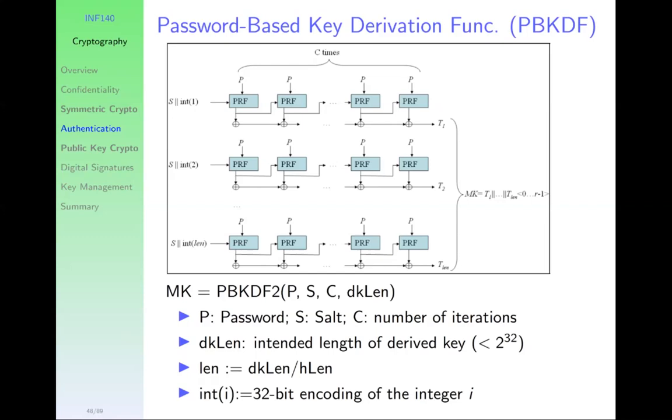Then for the second one, it gives you T2, the third one, and the last one, it gives you T next. Then all of them are concatenated together. This whole string is the key used for encryption and for message authentication codes.